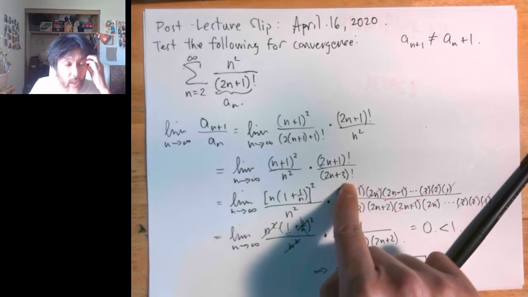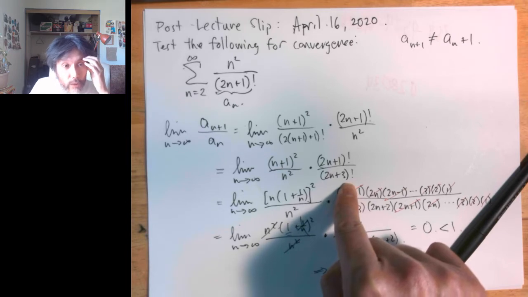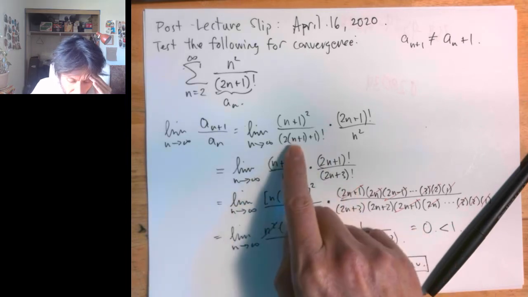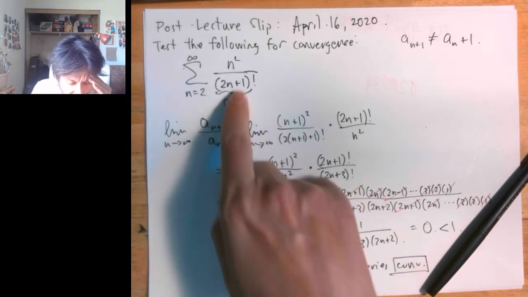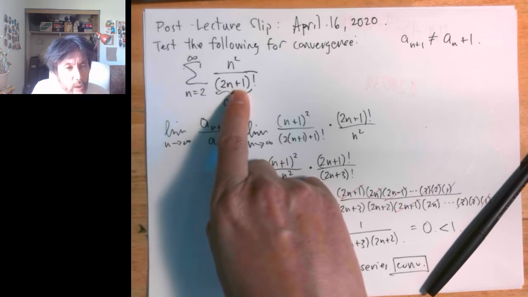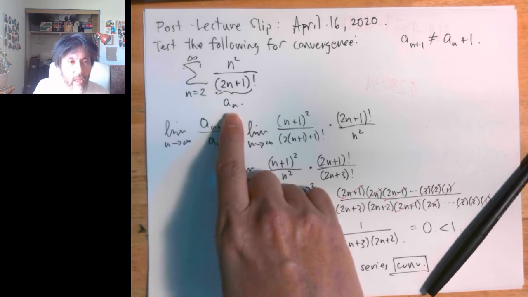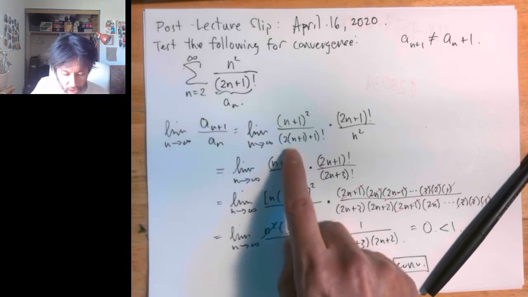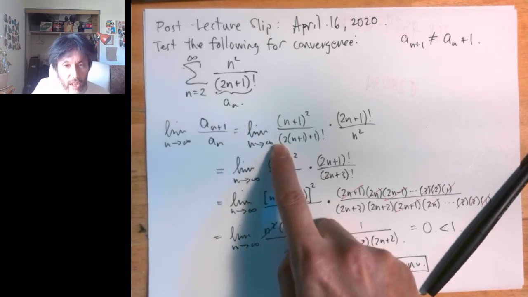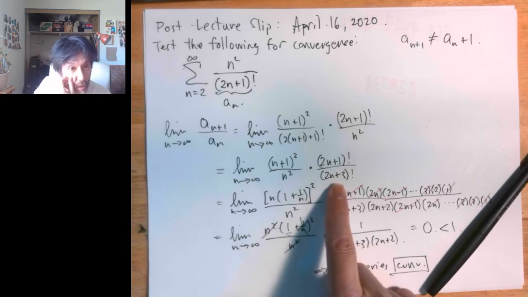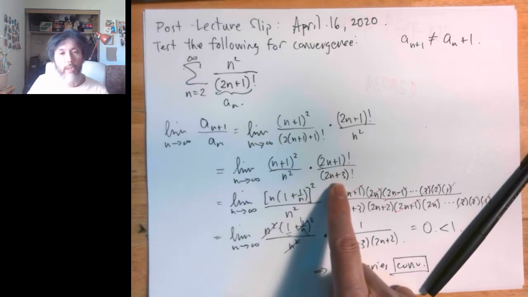Now, for some reason, a lot of people thought that it was 2n plus 2 factorial, but that's just a matter of thinking that you're adding 1 to this 2n plus 1, which you're not doing. You're replacing the n by n plus 1, which is this expression, and if you expand out this expression and evaluate it, you get 2n plus 3 factorial.